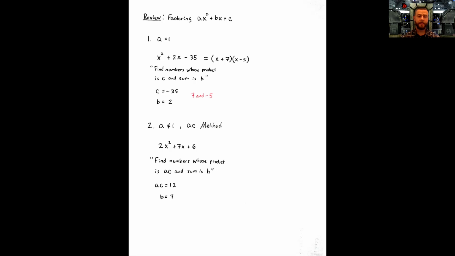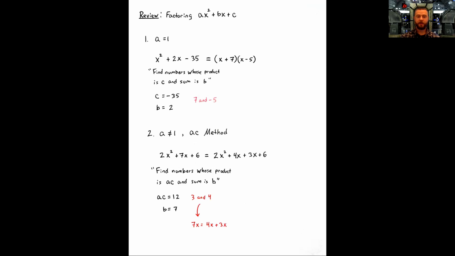Here, a is 2, b is 7, and c is 6. So if we multiply a times c, 2 times 6, we get 12, and b is just 7. So we'd be looking for numbers that multiply to 12, but add to 7. Can you find them? Do they exist? If so, this polynomial will generally factor. Those integers are 3 and 4. 3 and 4 multiply to 12, but add to positive 7. So using the AC method, this polynomial will basically factor.